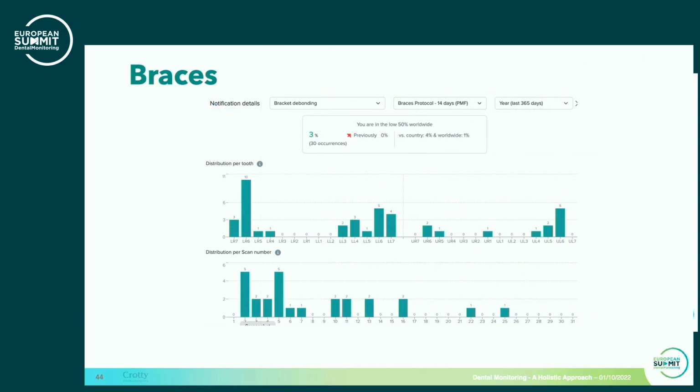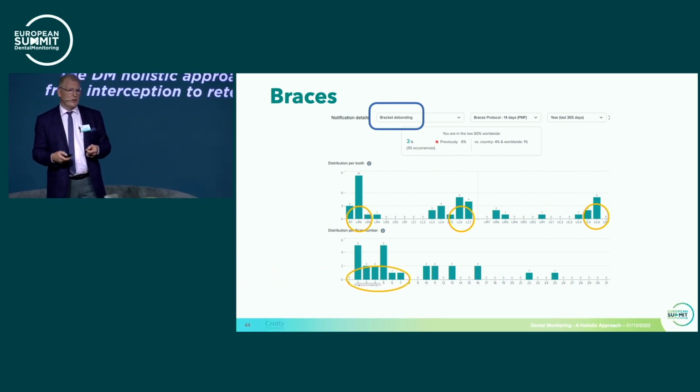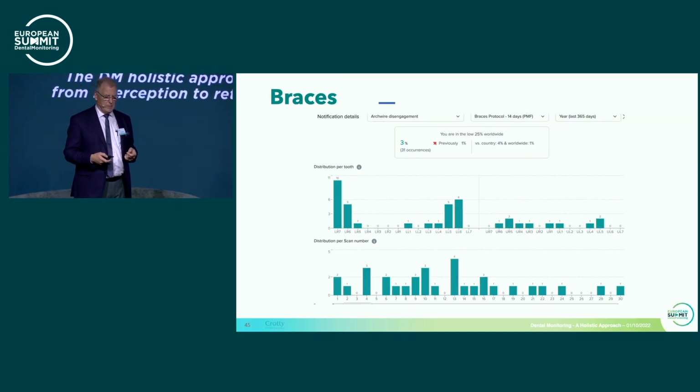Okay, if we look first of all at braces, bracket debonding. It's funny to see others using it this morning, and some of your patterns are exactly the same as mine, and some are very different. You wonder why. But if we look at our breakages, breakages are more likely the lower 6s in particular, and the 7s. Now, there's a difference between left and right on the upper. Why is that? It will raise questions for you to think about and to start analysing. And most of our breakages are early in treatment, which is probably what you would expect.